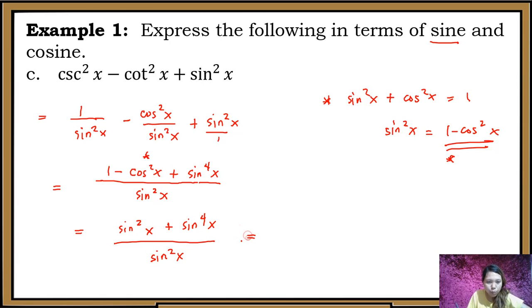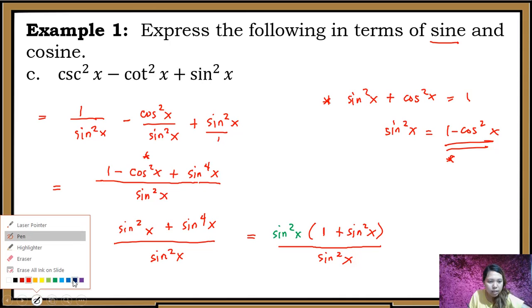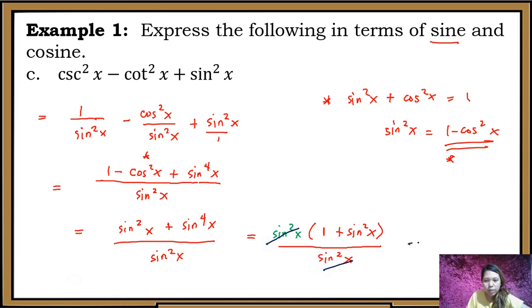And then we find the common factor in the numerator. The common factor is sine squared x. So what remains in the first term is 1, and what remains in the second is sine squared x, over sine squared x. Then we can now cancel the sine squared x. So the answer is 1 plus sine squared x. So this is now your final answer.